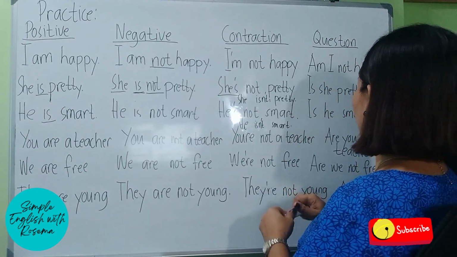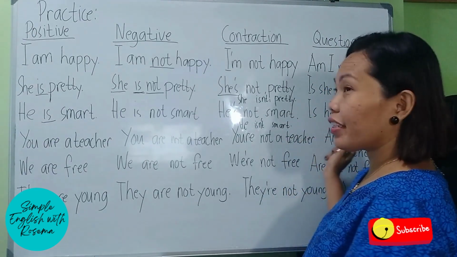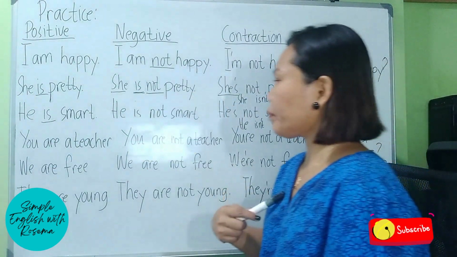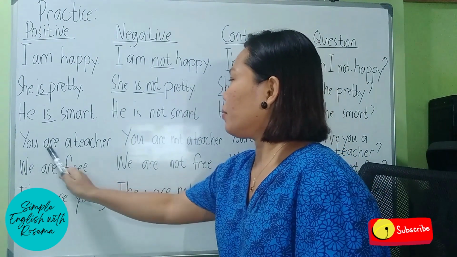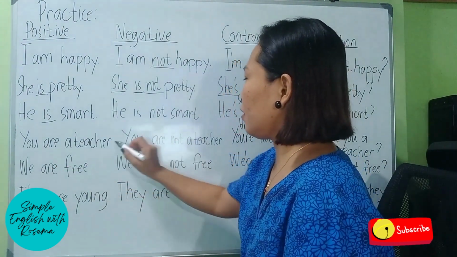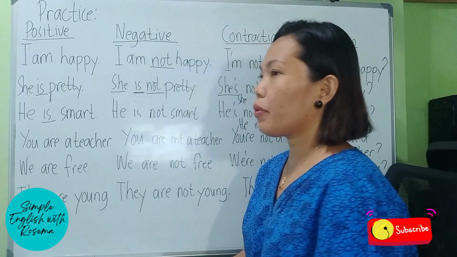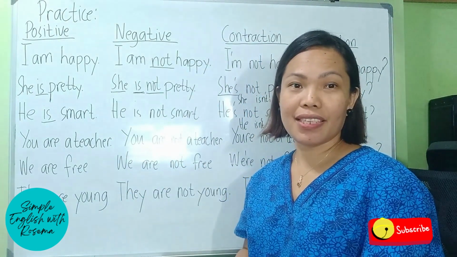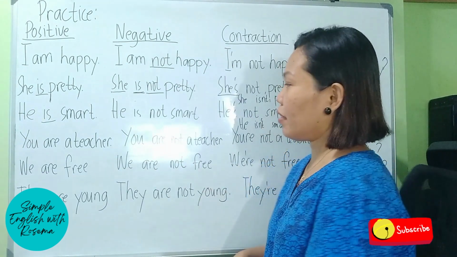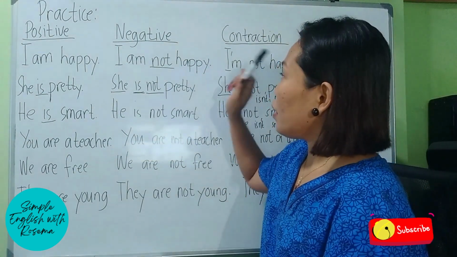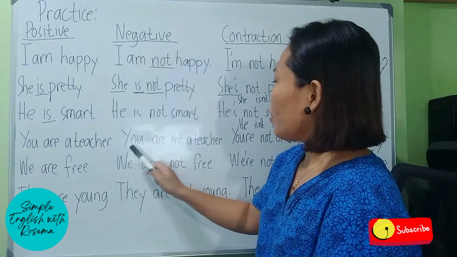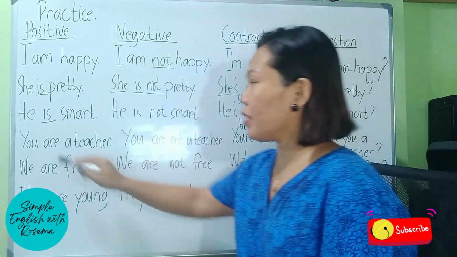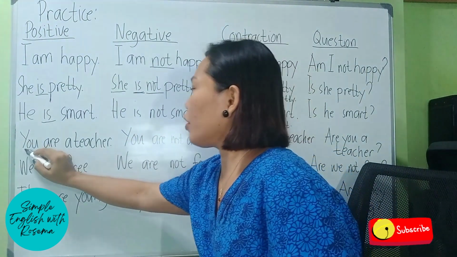Alright? And then for the question, is he smart? Or isn't he smart? Alright? Now, next one. You are a teacher. Okay. So, that's the positive form or the affirmative. We call it affirmative in English. Okay. Yung term niya. And then, for the negative form, you are not a teacher. Okay. So, again, for this example, gumamit na tayo ng you.